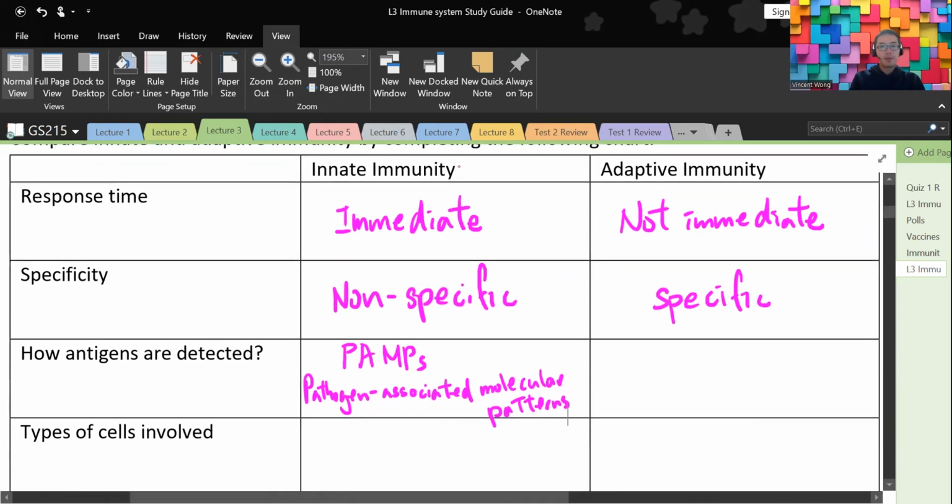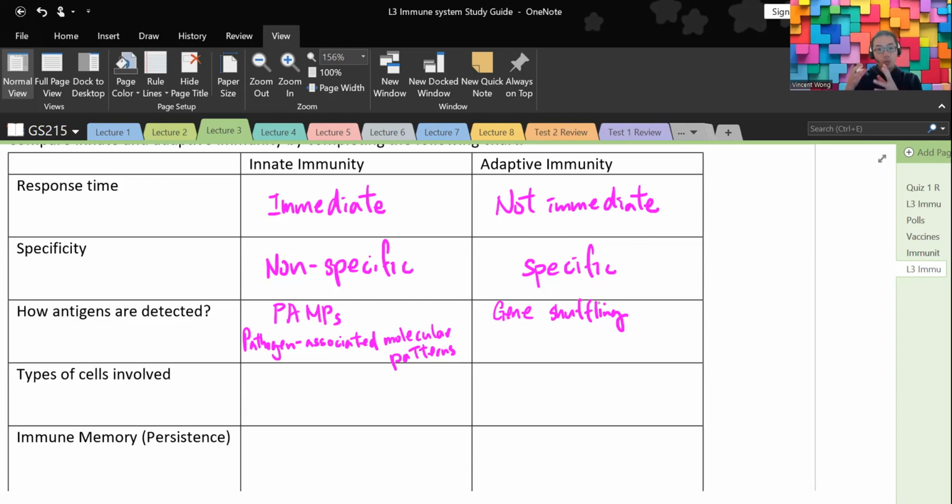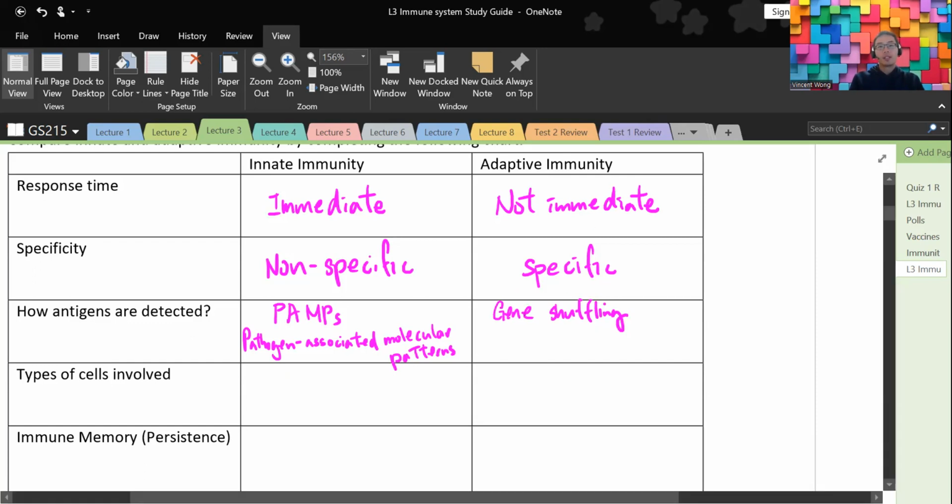And for adaptive immunity, to detect antigens, we rely on gene shuffling. By shuffling the gene, you're going to be able to create unique receptors that are on your white cells, and those receptors will then be able to detect foreign antigens.